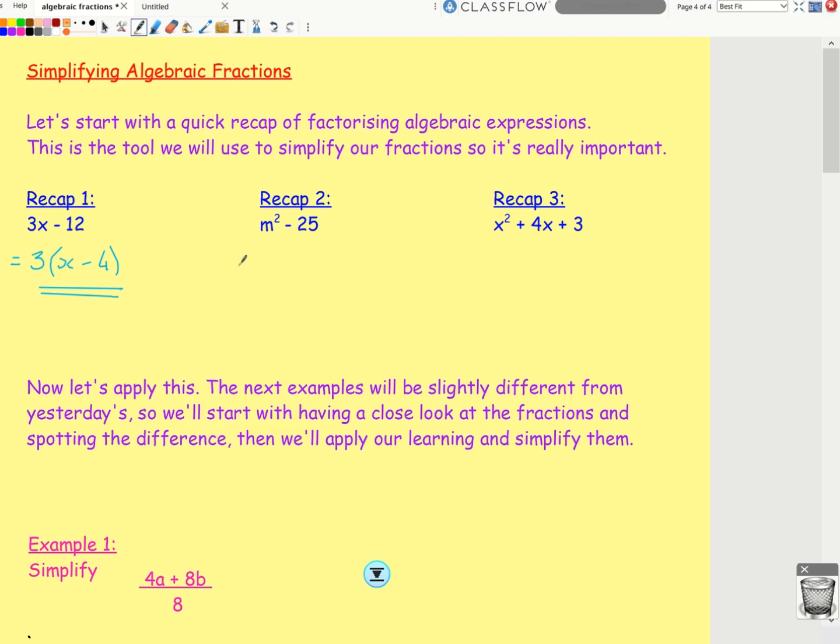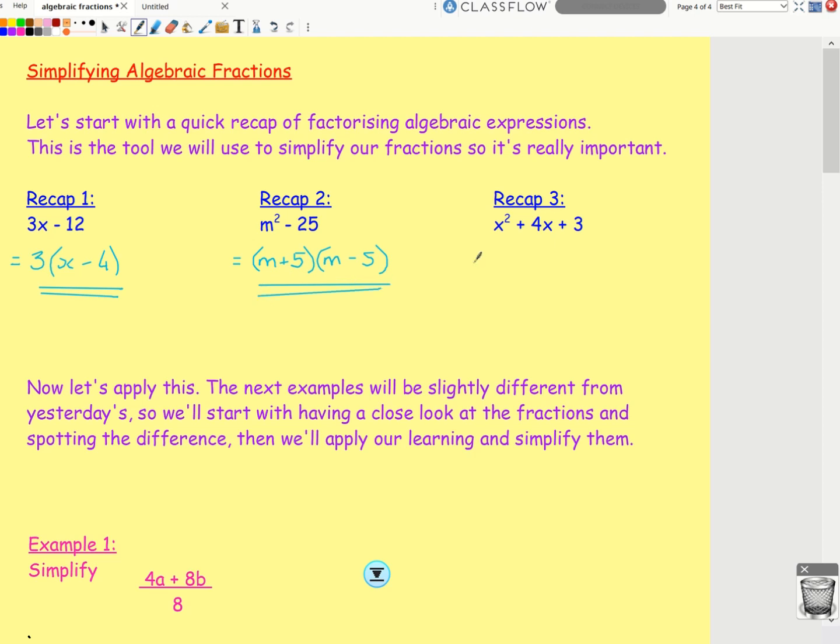Now number 2, this is a difference of two squares, because you've got a square number subtract a square number. So we're going to have double brackets, almost identical. The letter goes at the start because the letter's at the start of your question, and at the end we're going to square root that 25, so that's going to give me a 5 there. One bracket's got a plus, one bracket's got a minus.